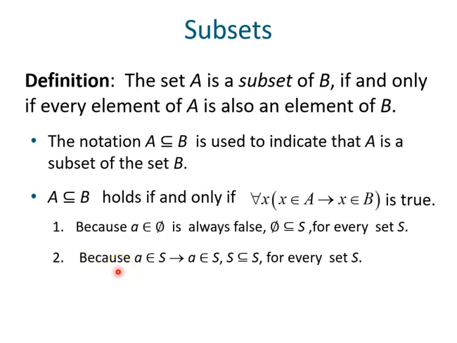The set A is a subset of B if and only if every element of A is also an element of B. This notation is used for the case when A is a subset of B. A is a subset of B if and only if for every x, if x belongs to A, then x belongs to B, and this proposition is true. It is true for the empty set because the empty set doesn't have elements. So the empty set is a subset of S, and this conditional proposition is always true for any A. So any set S is a subset of itself.